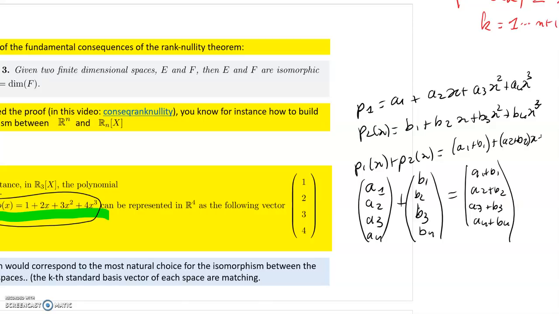And this is also the representation of the sum of the two polynomials. So whatever operations you were doing on items of the first set, in our case R3 of x, you can do exactly the same operations in a vector space using the vector representation, so that any linear combination of items of the space can be represented as a linear combination of the corresponding vectors.